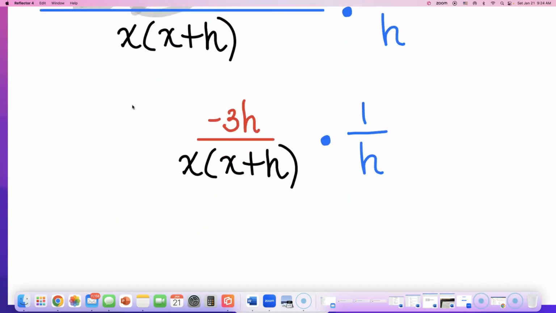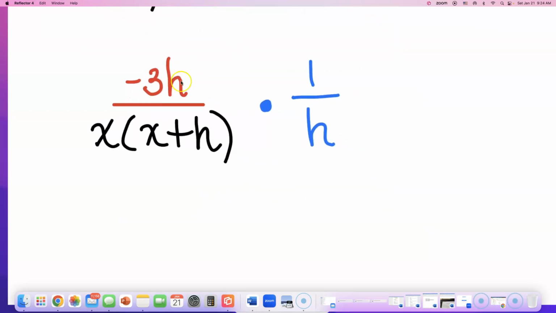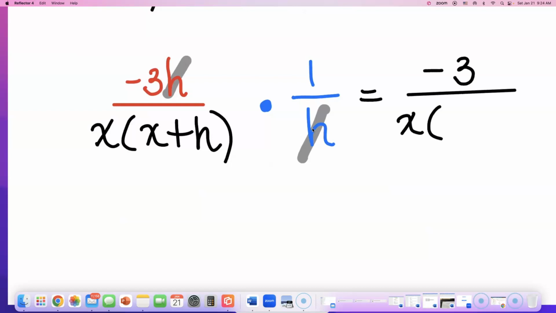All right, look. On top of the left fraction, we have h. In the bottom of this right fraction, we have h. So those h's will now cancel out. Gone, gone. So my final difference quotient, simplified all the way, is negative 3 over x times x plus h.